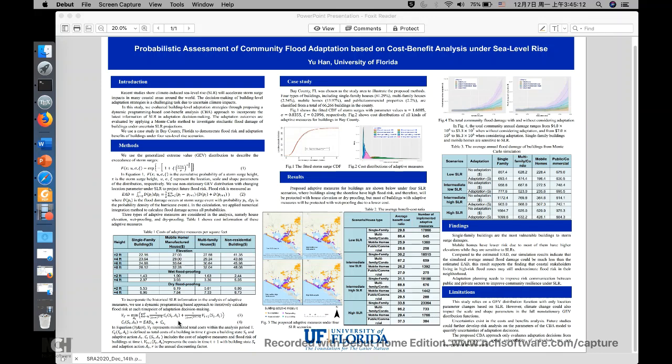These results support the finding that coastal stakeholders living in high-risk zones might still underestimate their flood risk in the neighborhood. Therefore, adaptation planning needs to improve risk communication between public and private sectors to improve community resilience under sea level rise.